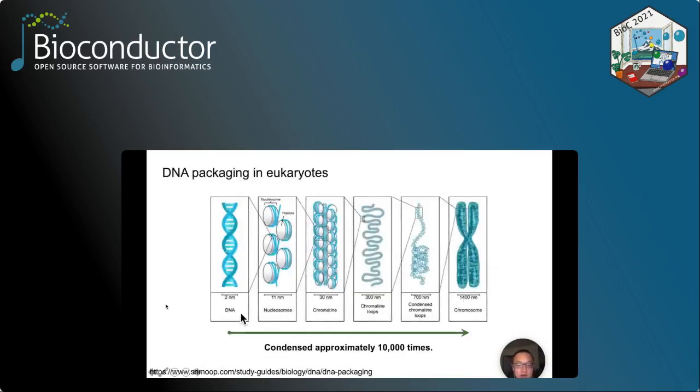As we all know, in eukaryotic cells, the DNA are super long linear molecules, and in order for them to fit into the tiny nucleus, they have to go through multiple packaging steps. The first step is to wrap around the histone core to form the so-called nucleosome structure.